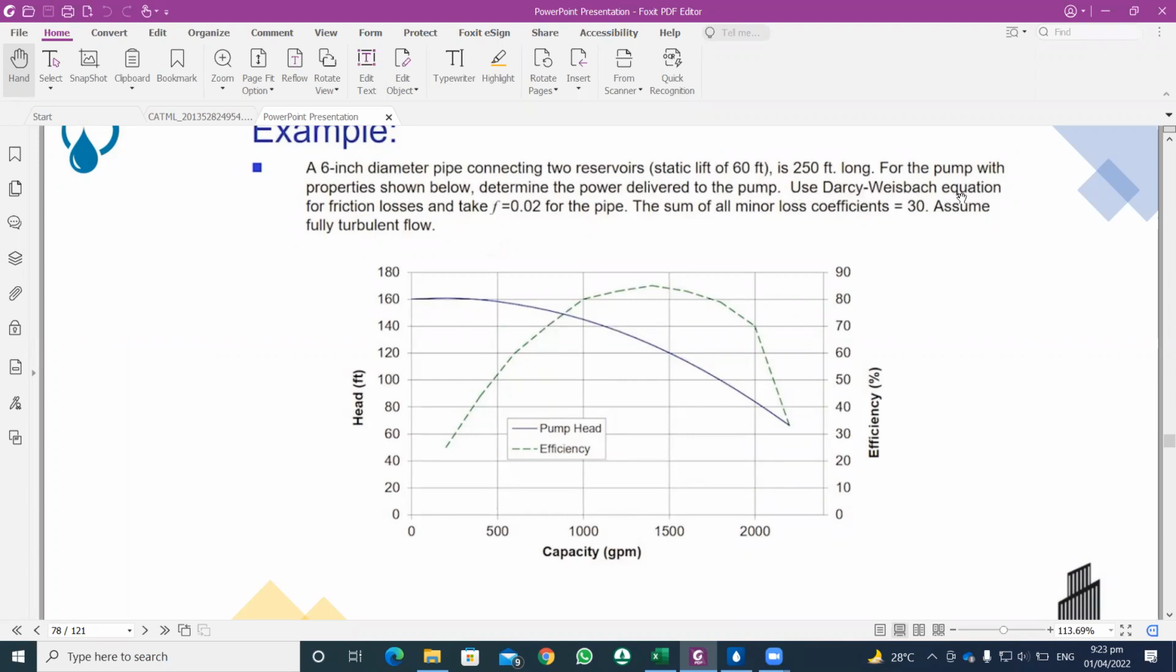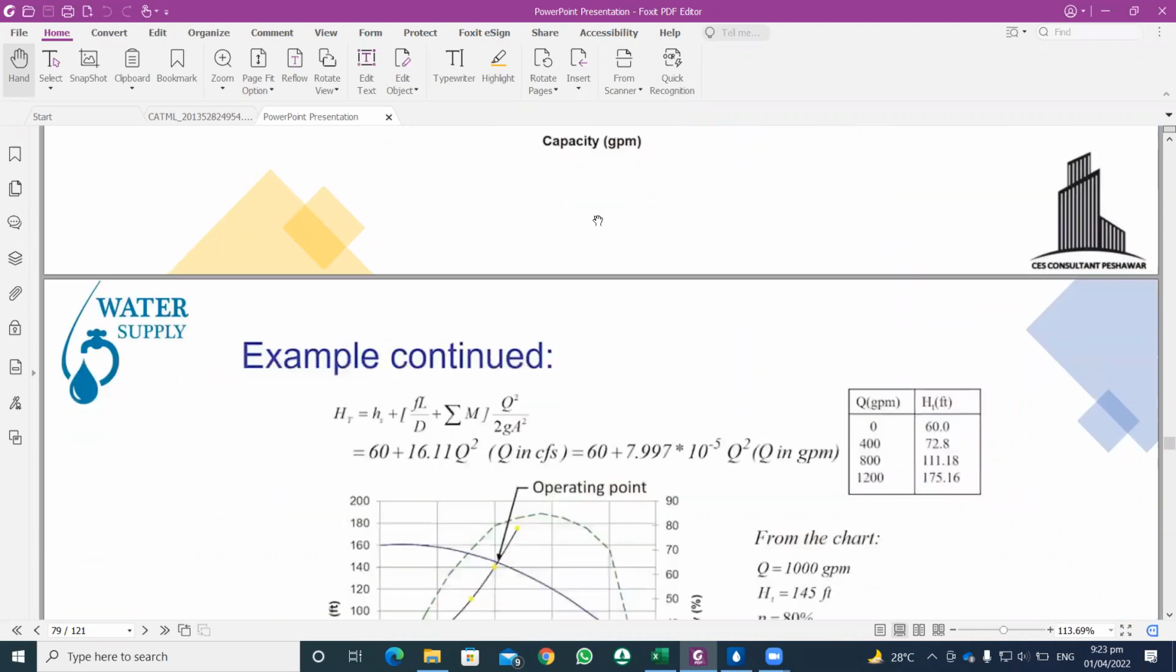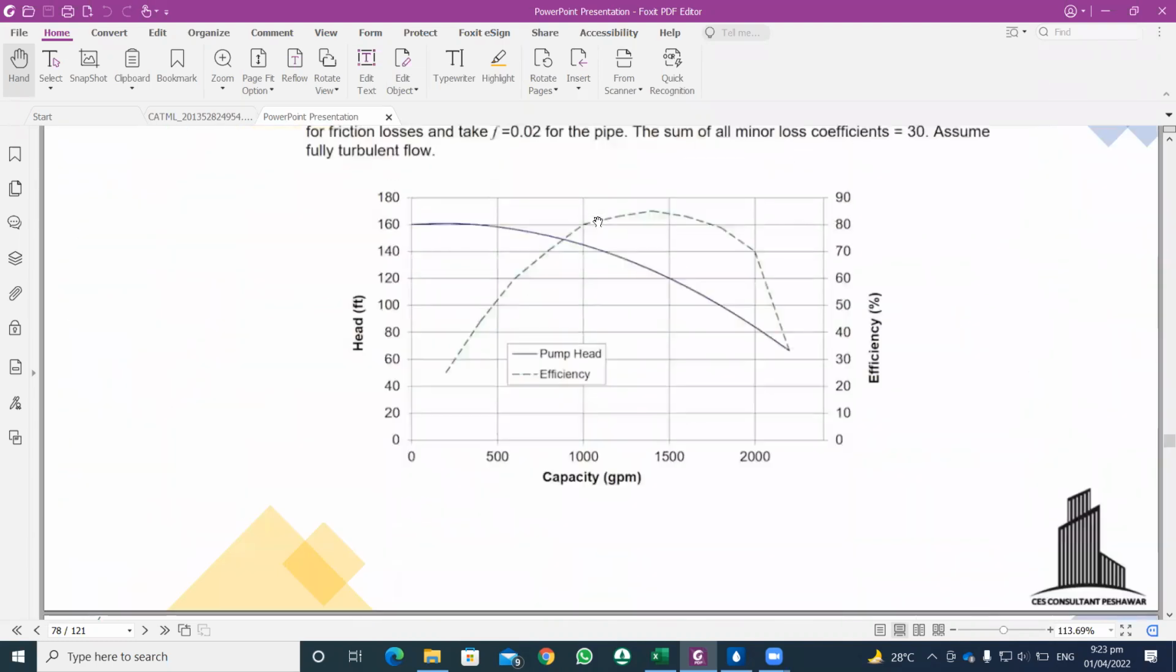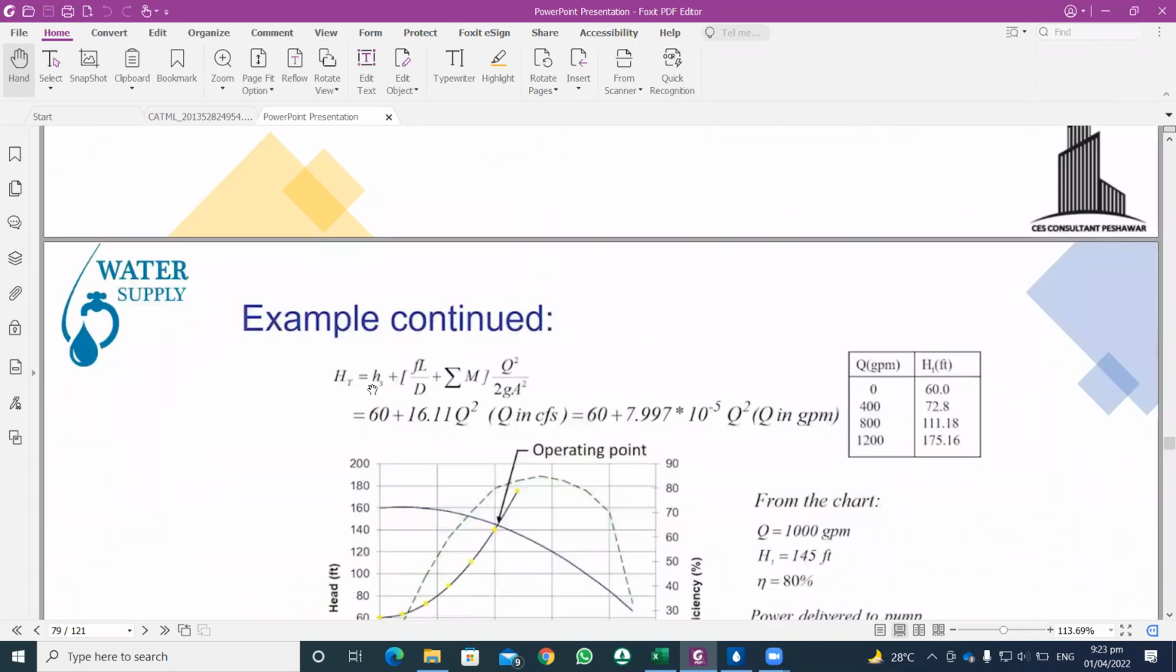So use the Darcy-Weisbach equation for friction losses and take a friction factor for the pipe. The sum of all minor loss coefficients is equal to 30. So assume fully turbulent flow. So we will use this curve in order to solve this problem. So first of all, we will find the system head curve.